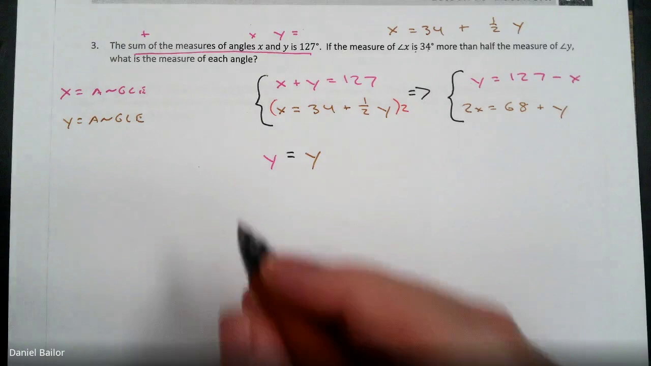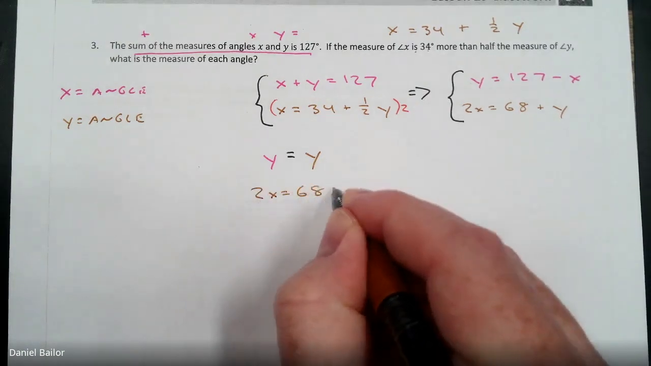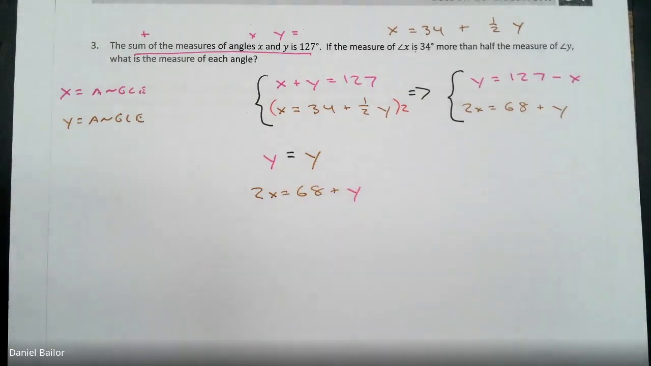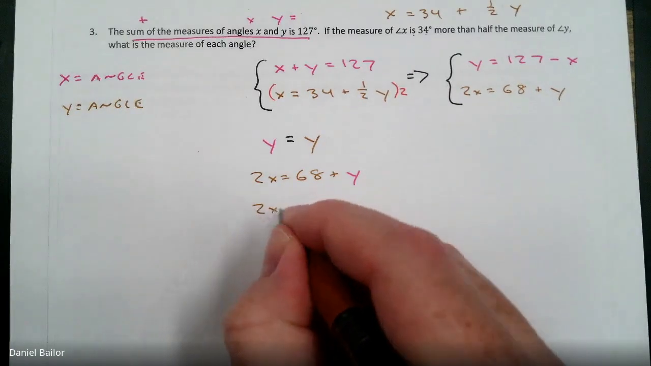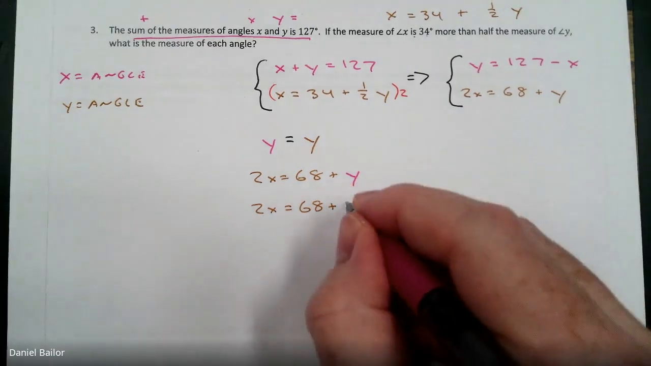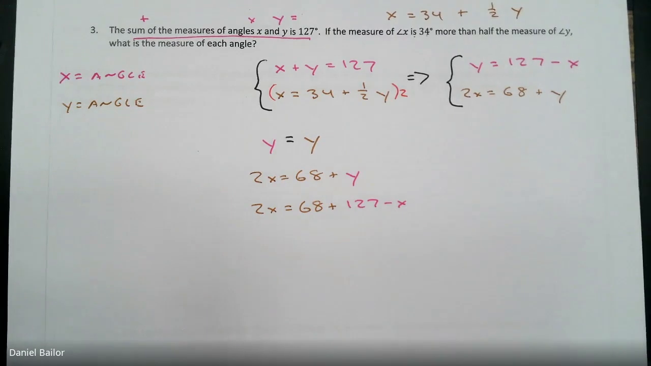So I'm going to take the brown equation, 2x equals 68 plus, I'm going to move in the pink y. So now I take this stuff and put it there. So I'm going to get 2x equals 68 plus 127 minus x. Substitution method right there.